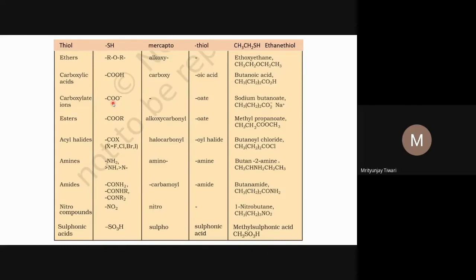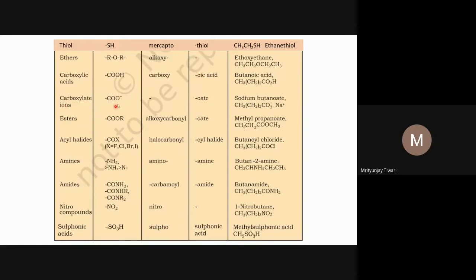For example, consider CH3CH2CH2COONa, where COONa is COO minus and Na plus. As we write the name of any ionic compound like sodium chloride, we first write the name of the cation and then the name of the anion. So the name of the cation is sodium, and then this contains 4 carbon atoms, so we write butane, the numerical prefix, and add oate. So butanoate, and the E is removed here again because oate starts with a vowel. So this is sodium butanoate.